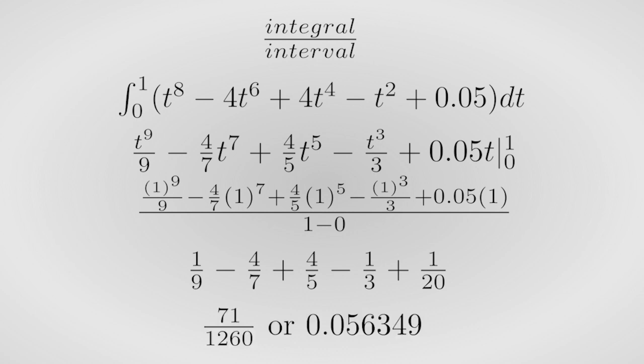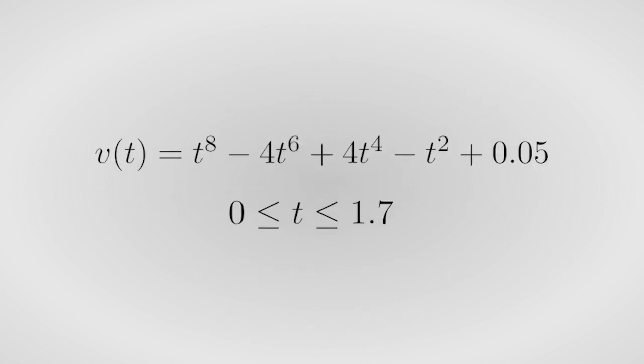Actually, I take that back. The numbers are very ugly, but here we have our answer. 71 over 1,260, or about 0.056 kilometers per minute. For the curious, that's about 3.3 kilometers per hour. Alright, now for the second part. At time t equals 0.5, am I speeding up or slowing down?